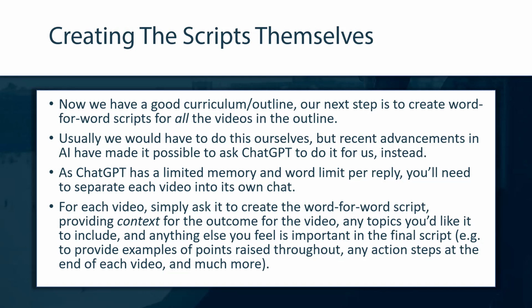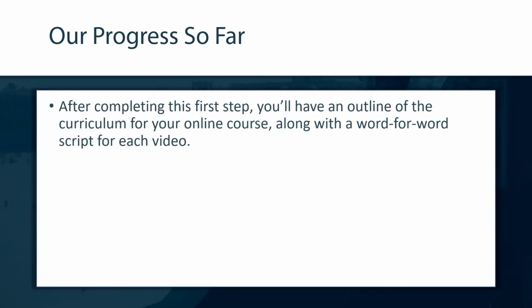You are creating something which is unique to you, and it's highly flexible in this way, more so than the free version of ChatGPT. Okay. You may have seen something like this, and you may be thinking, well, James, how does this create a course? Well, hang tight, we're going to be covering the next two steps in a sec. But for now, does that make sense? So far, after completing this first step, you will have an outline of the curriculum for your online course, along with a word for word script for each video.